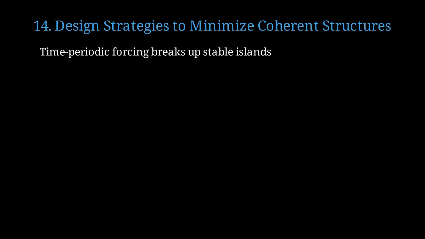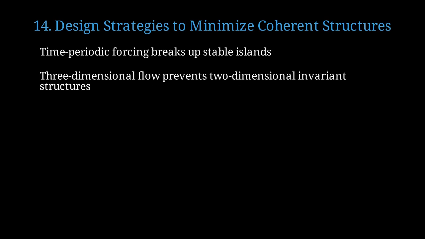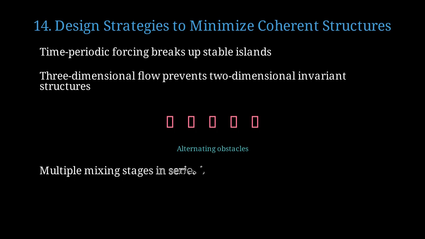Engineers have developed several strategies to minimize the impact of coherent structures. Introducing time-periodic changes to the flow can break up stable islands by preventing particles from settling into periodic orbits. Moving to truly three-dimensional flows prevents the formation of two-dimensional invariant structures that trap material. Alternating obstacle patterns or switching flow directions can destroy coherent structures by making the dynamics non-autonomous. Using multiple mixing stages in series gives trapped fluid multiple chances to escape coherent regions.